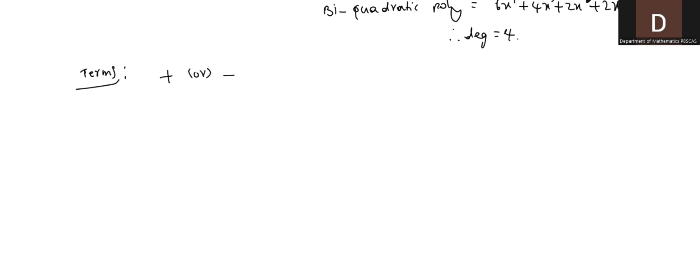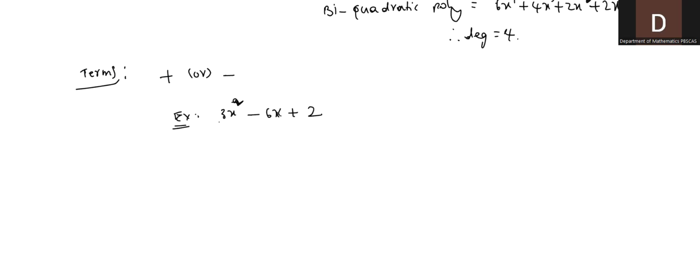For example, see 3x square. This is one term, separated by plus or minus. So you can put minus or plus, whatever it may be. Minus 6x plus 2. So this is the polynomial equation separated by the symbols plus and minus. Symbols mean operations. So plus and minus separate the terms of the expression.